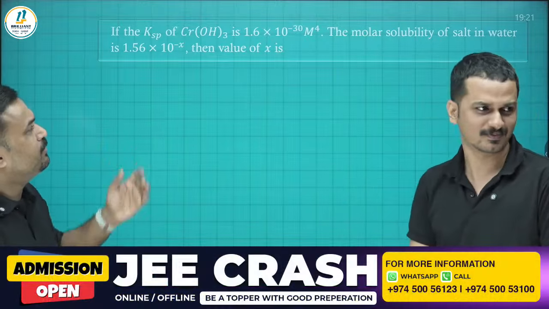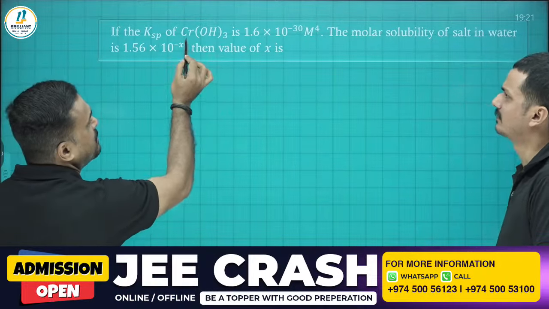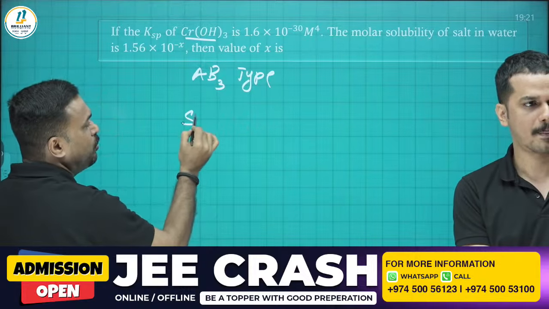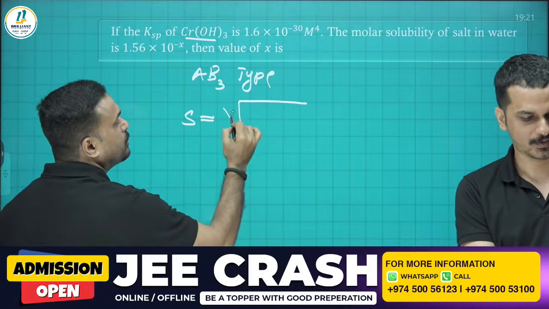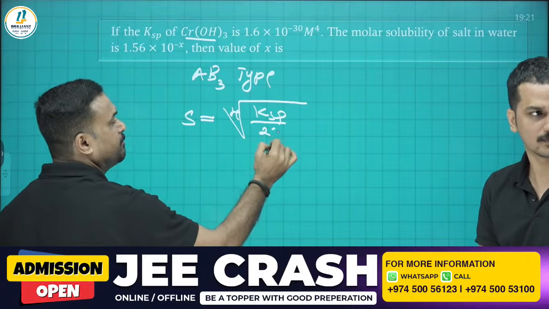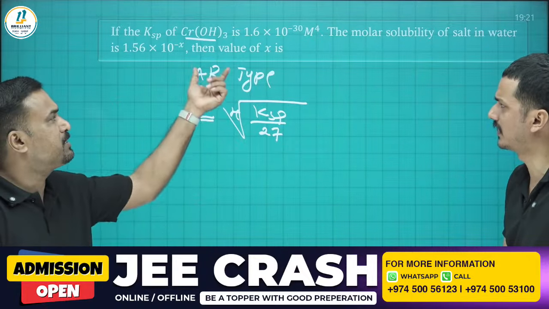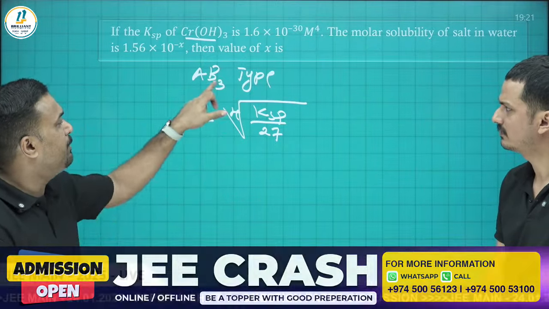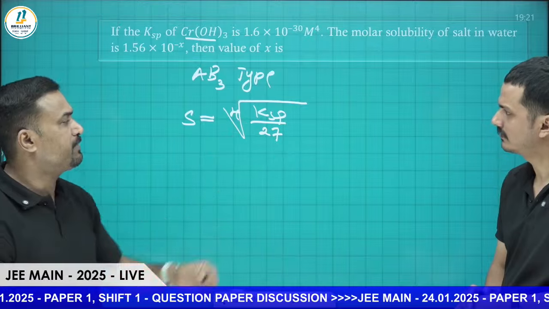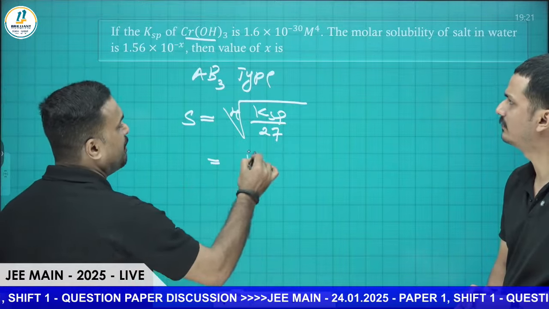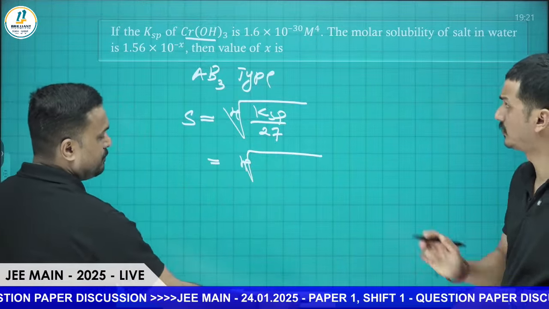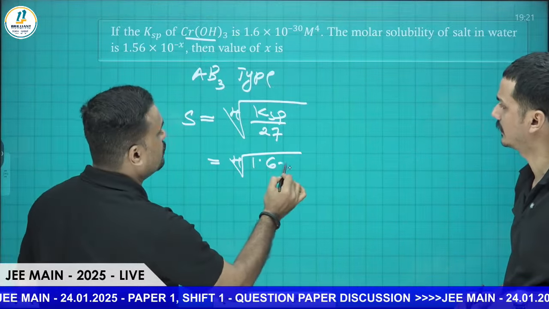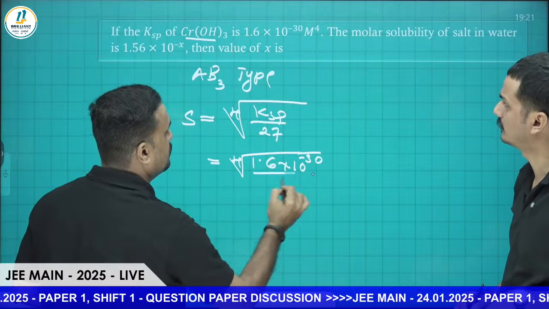Here you can go directly. This is an AB3 type salt. For an AB3 type salt, you can write the solubility directly: S is equal to the 4th root of Ksp divided by 27. So we can go directly for AB, AB2, AB3, A2B3 type salts. Substituting the value, S is equal to the 4th root of 1.6 into 10 power minus 30 divided by 27.